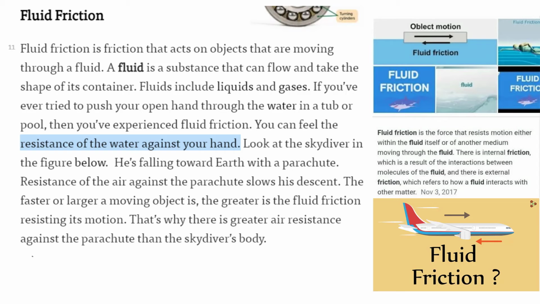Look at the skydiver in the figure below. He's falling toward Earth with a parachute. The resistance of the air against the parachute slows his descent. The faster or larger a moving object is, the greater is the fluid friction resisting its motion. That's why there is greater air resistance against the parachute than the skydiver's body.